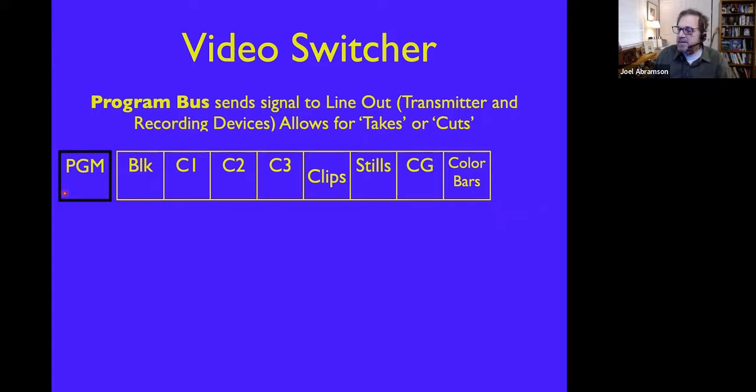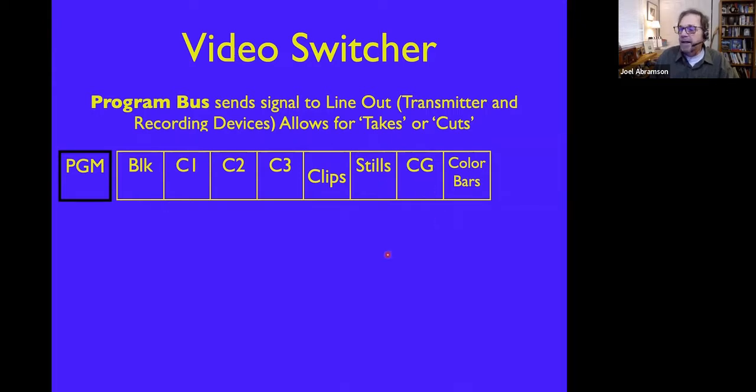And this is a label. This is not a button. Okay, this is a label, but over here we've got all these different buttons. This is the black button, camera 1, camera 2, camera 3. Here's for clips. These are for pictures that are moving. Here's stills, our CG, and our color bars.